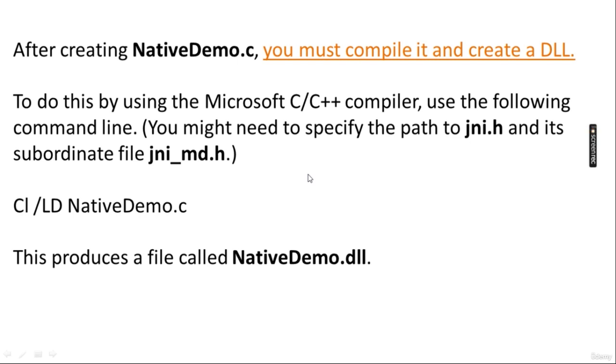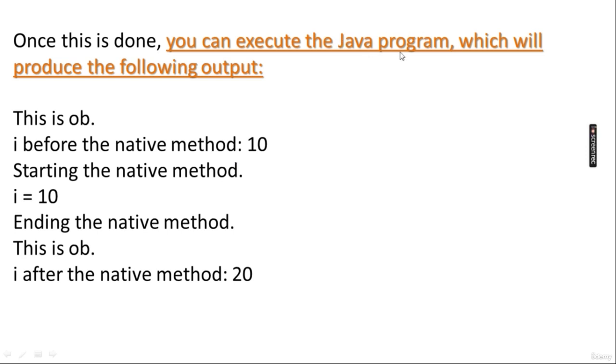In this case you can specify the path to jni.h in your case and its subordinate file jni_md.h, then cl -LD NativeDemo.c. You may or may not require the file path. This will produce a file called NativeDemo.dll. You can execute the Java program, which will produce the following output.